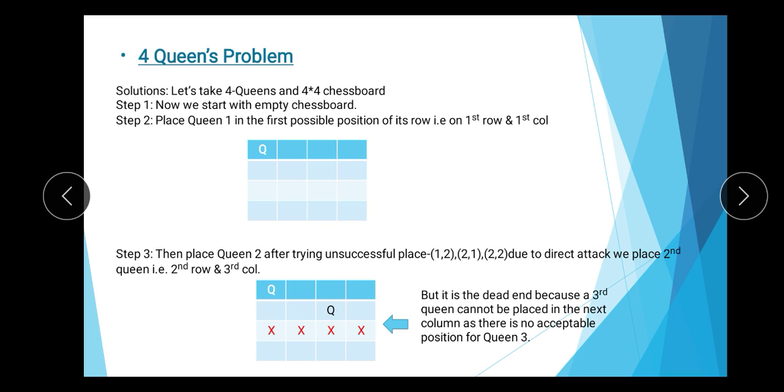We cannot place our third queen in the third row third column because this is the same column as the second queen, so there is a direct attack. Similarly, we cannot place our third queen in the third row fourth column because this is a diagonal position with the second queen, and there is a direct attack by the second queen onto the third queen, so we cannot place our third queen anywhere. So this is called a dead end and we need to backtrack here to change the position of our second queen.